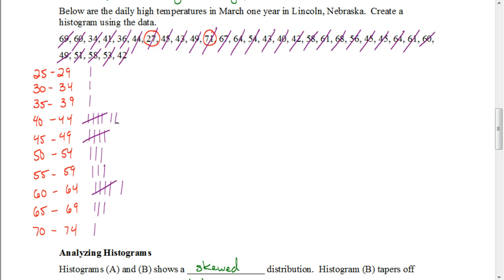So now what we're going to do is use all this data that we just gathered to create our histogram. Just like the other bar graphs that we've talked about in the past, you want to make sure that you start by labeling your graph with a title. The information that we're graphing here is the daily high temperatures in March for Lincoln, Nebraska. So we want to make sure that we label this properly, so I'll do that. So there's a good title.